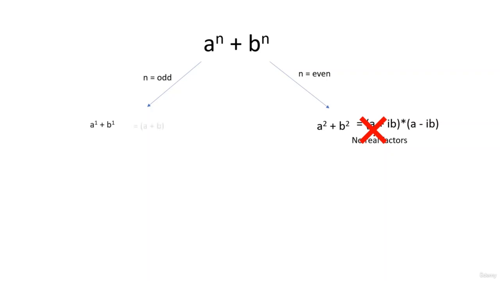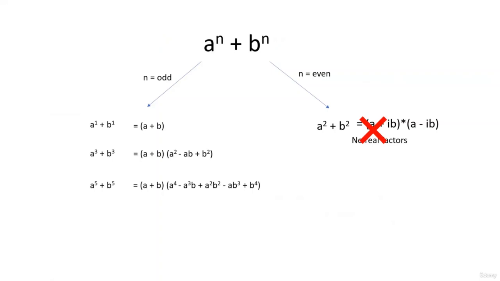And if you observe carefully, a raised to 1 plus b raised to 1 is nothing but a plus b, right? If you take n equals to 3, we'll get a cube plus b cube. The a cube plus b cube formula we have seen in the previous class: a plus b into a square minus ab plus b square, right? If we take n is equal to 5, we'll get a raised to 5 plus b raised to 5. Its expansion is also a plus b into a raised to 4 minus a cube b plus a square b square minus ab cube plus b raised to 4.